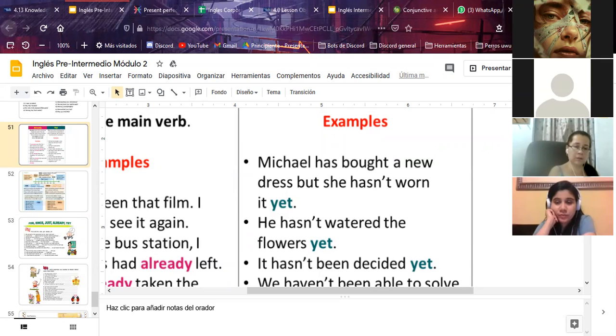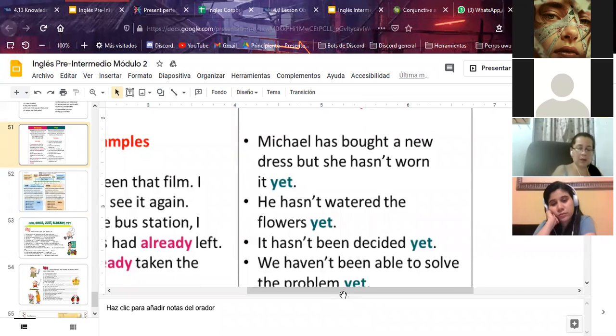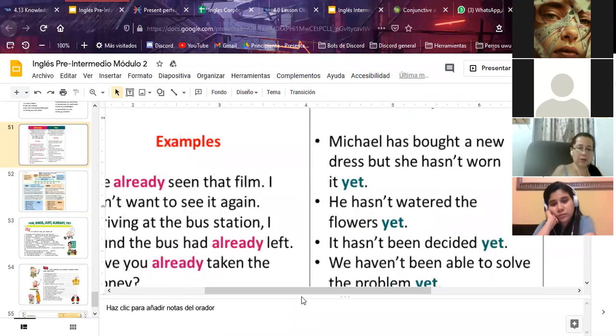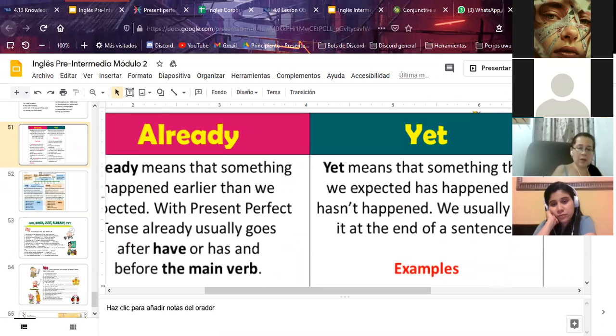As you can see, they are like opposite, right? Already is when it's done already. And yet is when you're still waiting for something to happen. Or if it's in negative, it hasn't happened yet. And you're expecting that. Do you have any questions with already and yet?